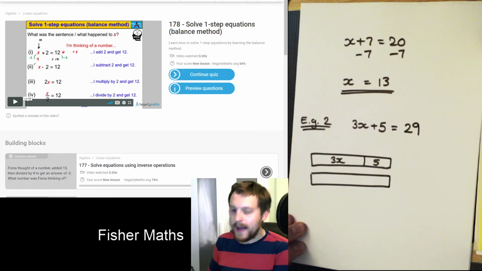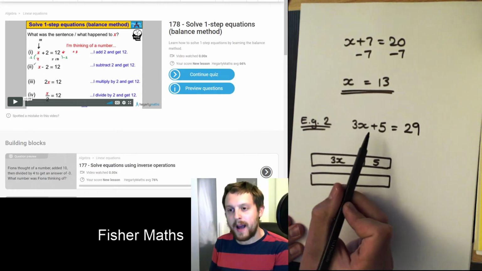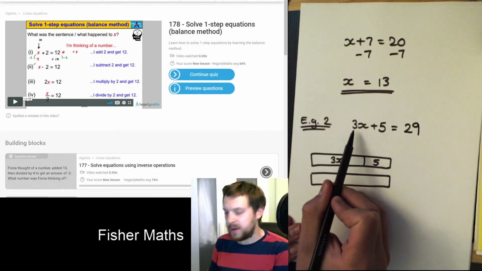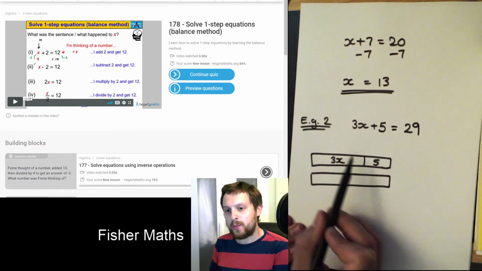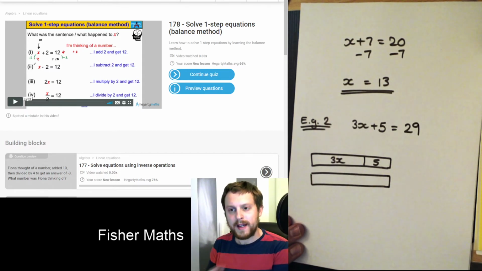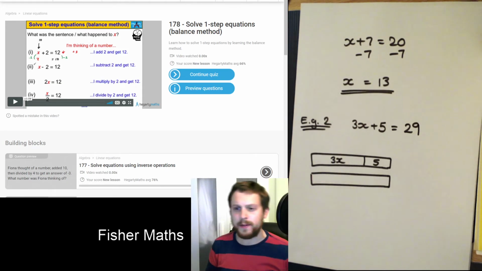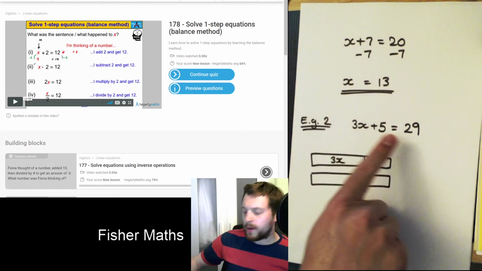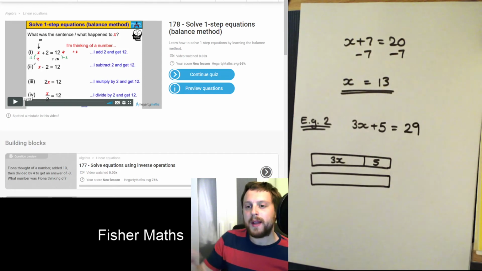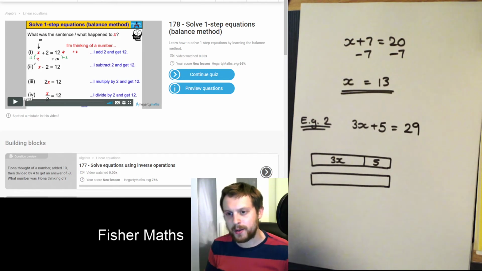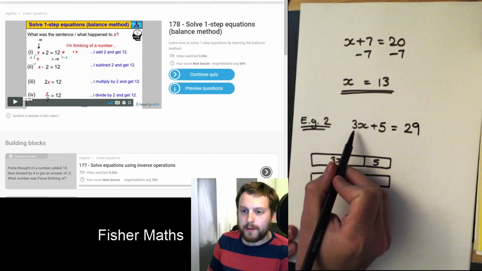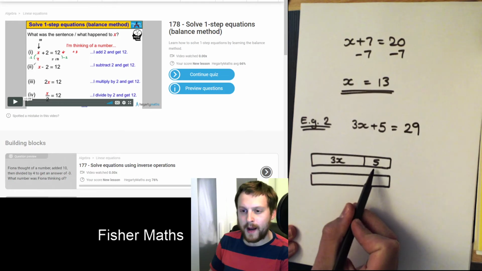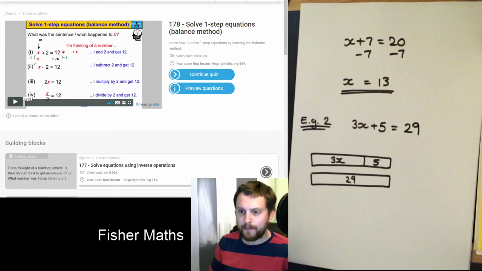The bar method isn't as useful if we have things like take away. If this was 3x take away 5, this would not be as easy to draw. We'd have to really think about what to draw. So the bar method is really more useful for when you're learning about how you balance out the numbers and then how you balance out the x's. So I'm just going to focus on this sort of question for now. So I've got 3x and 5. 3x and 5 is, of course, 29.